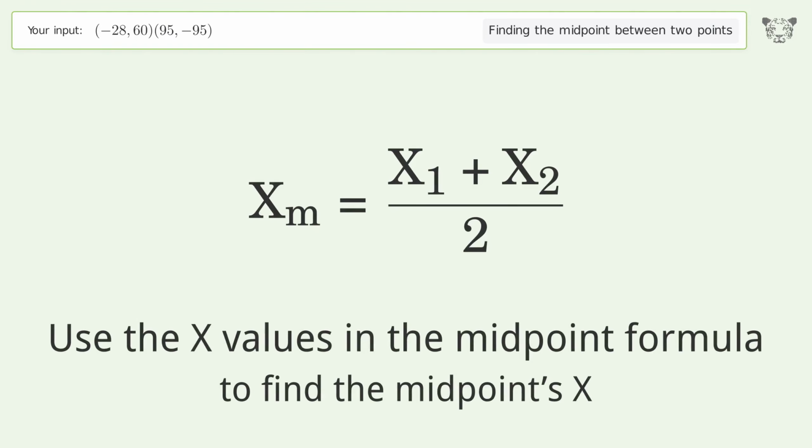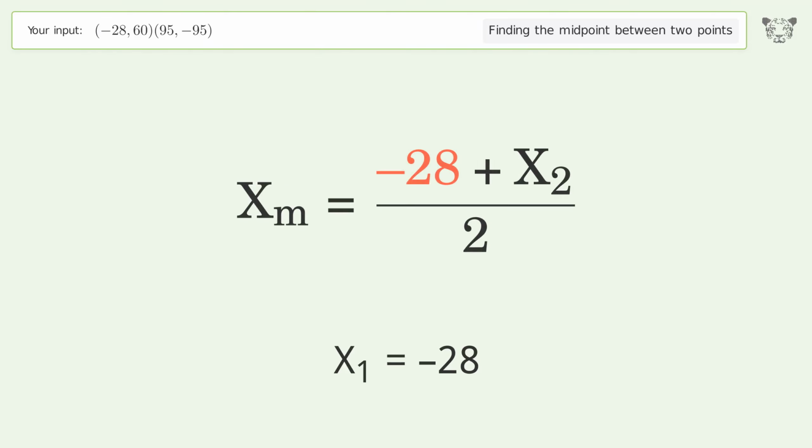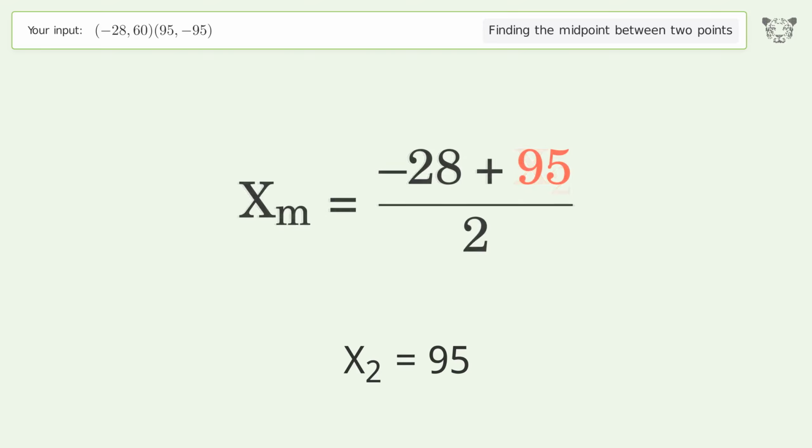Use the x values in the midpoint formula to find the midpoint's x. x1 equals negative 28. x2 equals 95. Simplify the arithmetic.